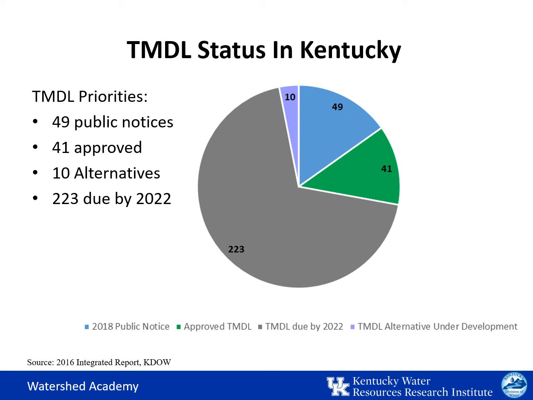223 TMDLs remained due by 2022. 49 public notices for TMDL review were issued in 2018. 41 TMDLs were approved, and 10 alternatives to TMDLs were developed. This is possible when there are available resources that can be more effective at achieving the TMDL goal of achieving water quality support. The TMDL priorities are being updated with findings from the more recent 2016 report.